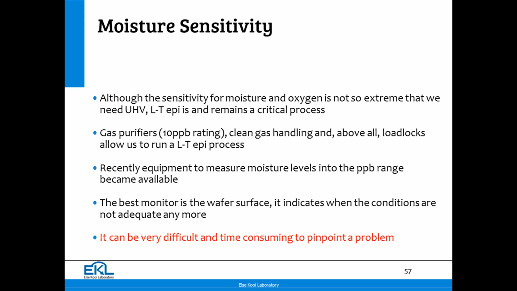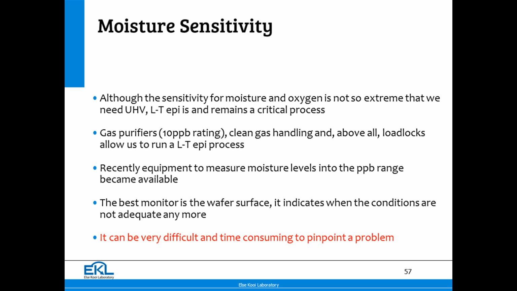So baking the surface may not even be effective anymore at 800 or 700 degrees C because you're on the wrong side of the equilibrium. It is the hydrogen protection that saves us, and it is the hydrogen protection that allows reactors like the epsilon reactor to be fit to grow low temperature epi. And having said that, the sensitivity for moisture and oxygen is not so extreme that we need UHV, but low temperature epi is and remains a very critical process.